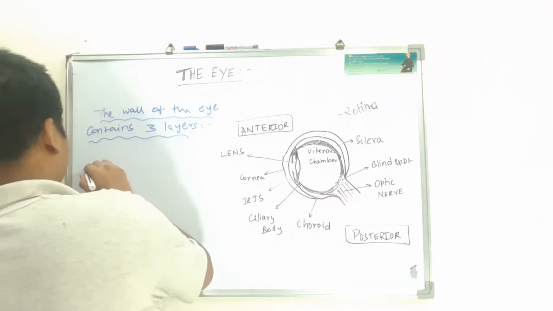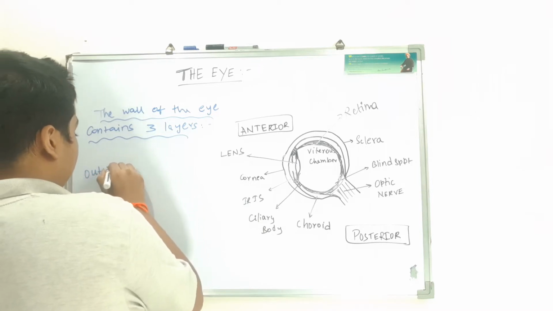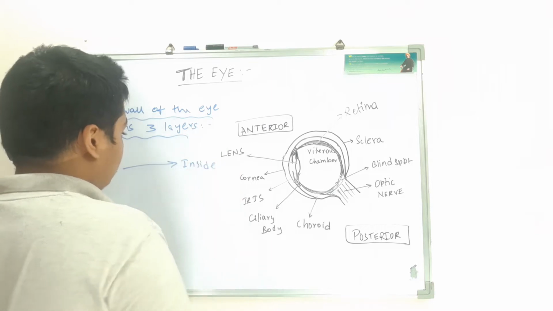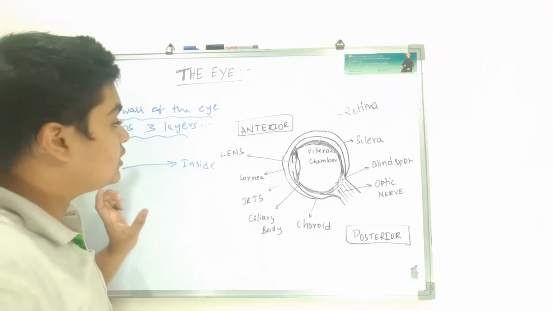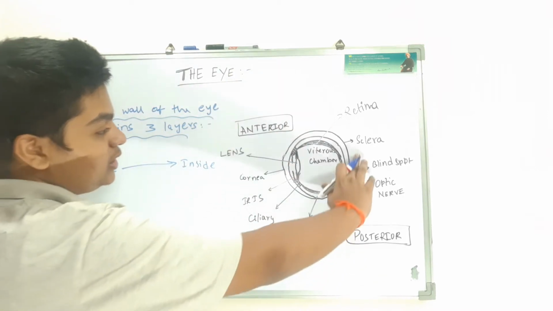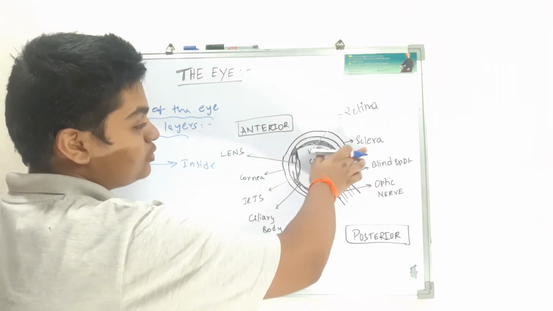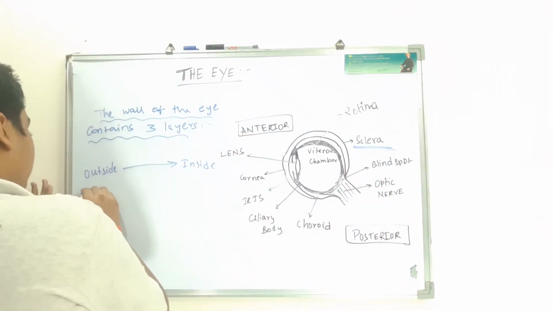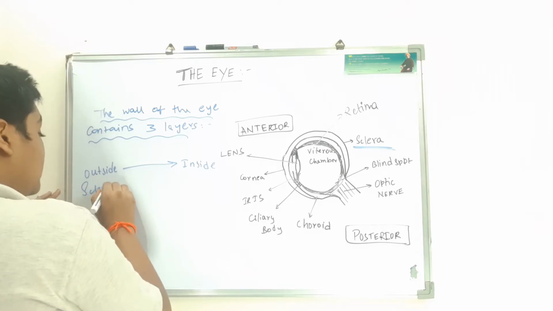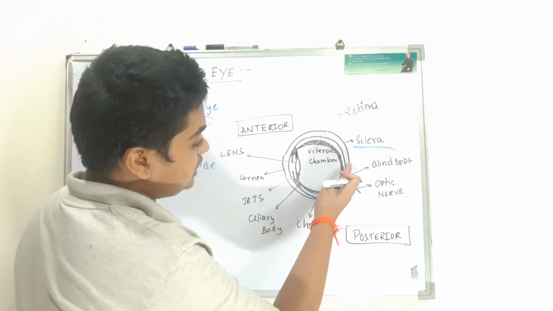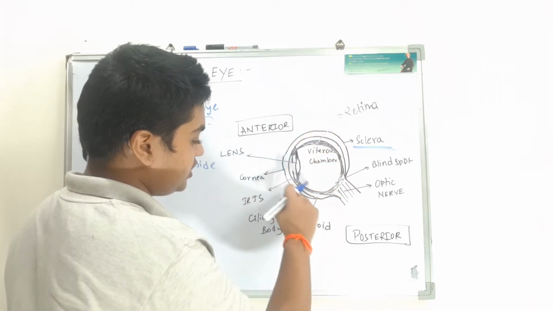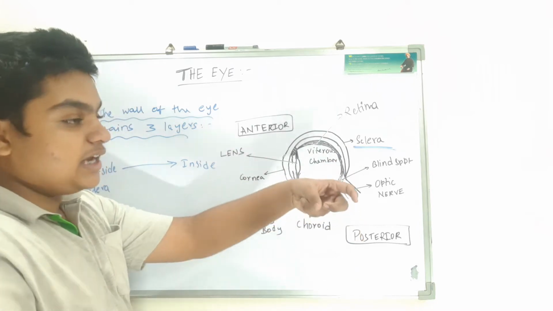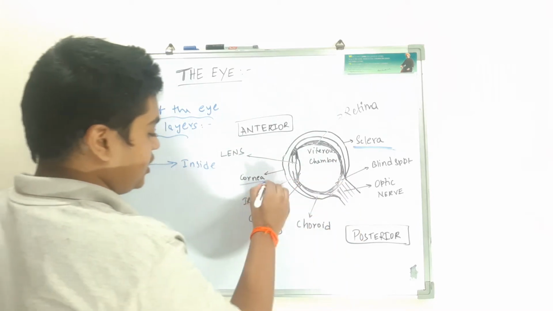I am coming from outside to inside. So this is the direction which we will be following here. Outside to inside. Now the outermost layer is known as sclera. The outermost layer of the eye is known as sclera. So see this. This is your sclera. Now anteriorly this sclera itself gets bulged and forms the cornea.